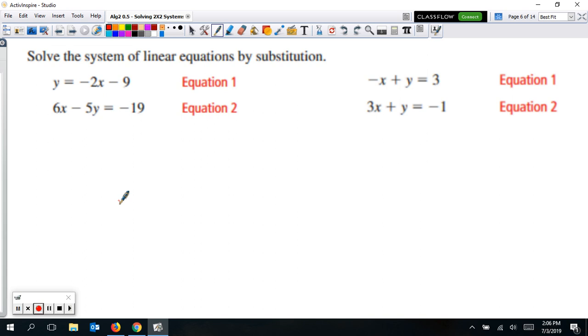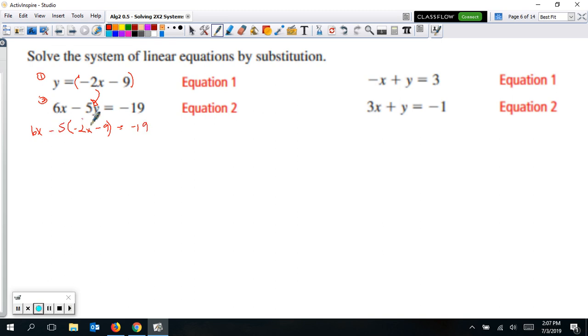Let's go ahead and try a couple here of our own. So on this one, we see one of the equations is already solved for y, so we already have an expression to substitute in. So this would be equation 1, equation 2. So we're going to substitute this equation here right in for the y that's in the second equation. So we'll start off with a 6x, and then we'll have a minus 5, and it's going to be times. That's why I put this in parentheses. So we're going to replace the y with this parenthesis here of negative 2x minus 9, and it's equaling the negative 19. Now we just go ahead and solve this equation for x.